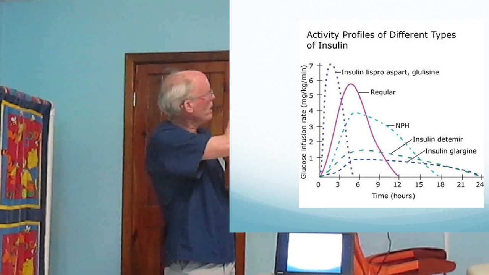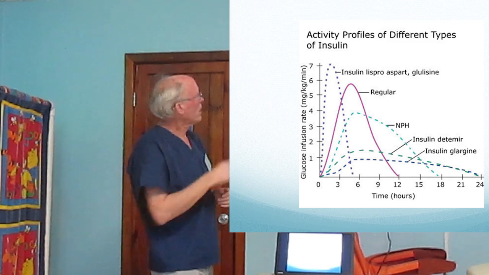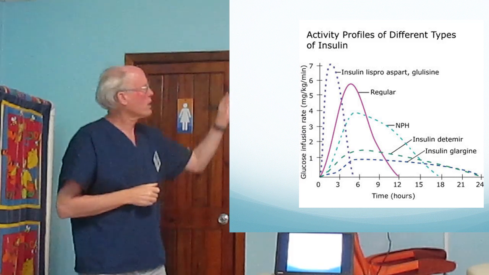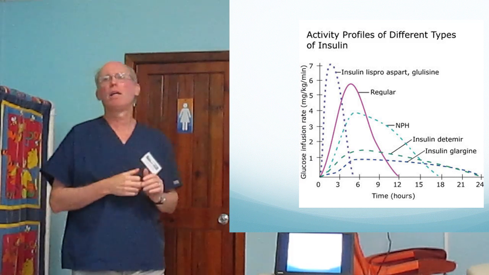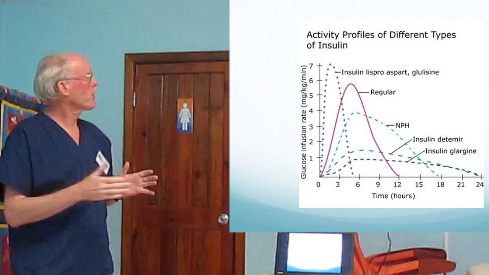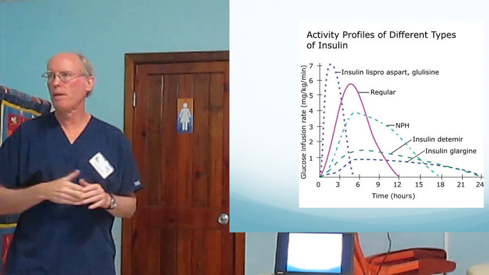Then NPH is the one in green, which has a peak after about 4 hours and lasts 18 hours. And then the two at the bottom are the long-acting insulins that last for 24 hours.